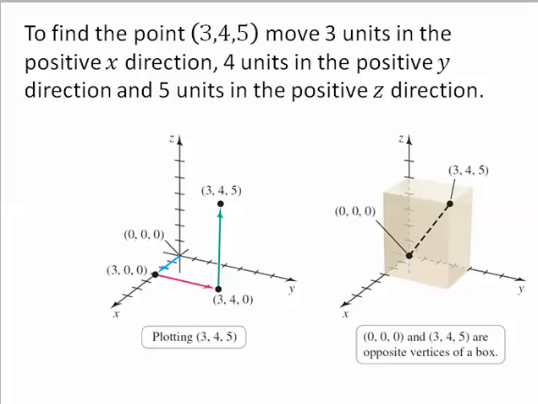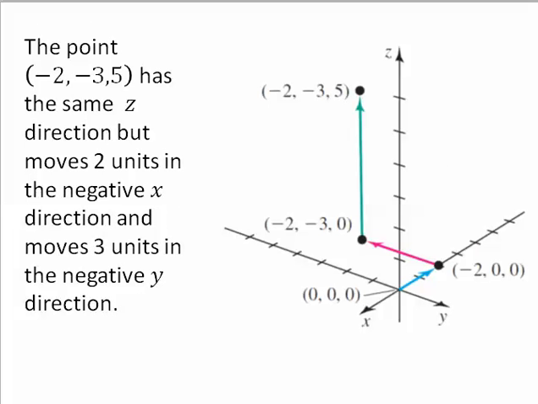To find the point (3, 4, 5), move 3 units in the positive x direction, 4 units in the positive y direction, and 5 units in the positive z direction. The point (-2, -3, 5) has the same z direction, up 5 units, but moves 2 units in the negative x direction and moves 3 units in the negative y direction.